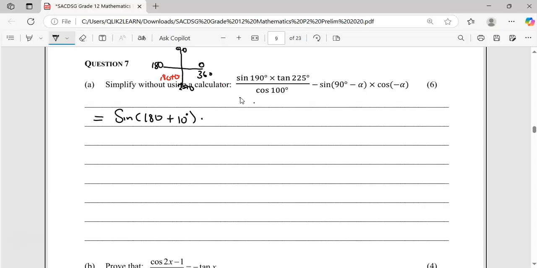Therefore, we can also reduce the tan of 225. You check first, where is this 225? It's also between 180 and 270. Right, we can write this as the tan of 180 plus something. What can we add to 180 to get 225? You can say 225 minus 180. The answer that you get is the one that you should add here, which is 45 degrees. So far so good.